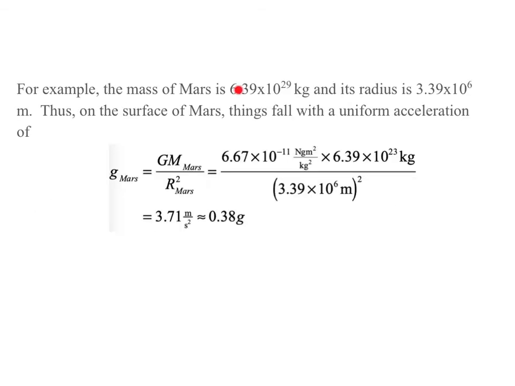For example, the mass of Mars turns out to be 6.39 times 10 to the 29 kilograms. Sorry, that can't be right. In fact, it's not. It's 23. Mars is less massive than the Earth, not more. And its radius is 3.39 times 10 to the 6 meters. So on the surface of Mars, things fall with a free fall acceleration, uniform acceleration, which turns out to be about 3.71 meters per second squared. This is about 4/10 of g, a little bit less. So things on Mars would fall noticeably slower, though certainly faster than on the Moon, which turns out to have only about 1/6 of g.